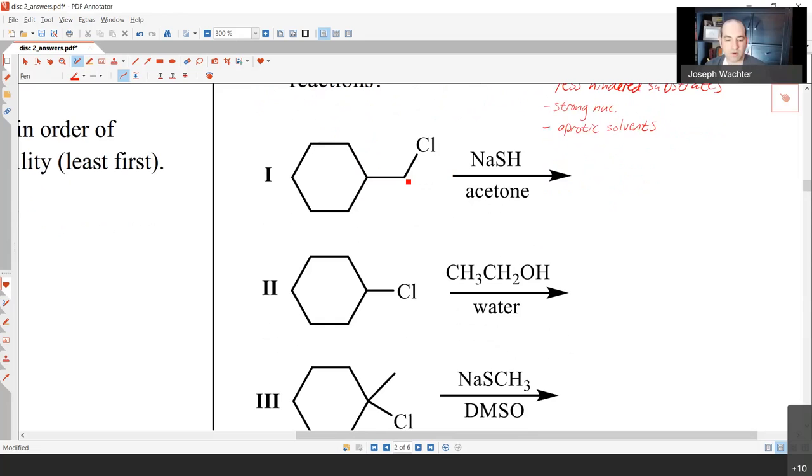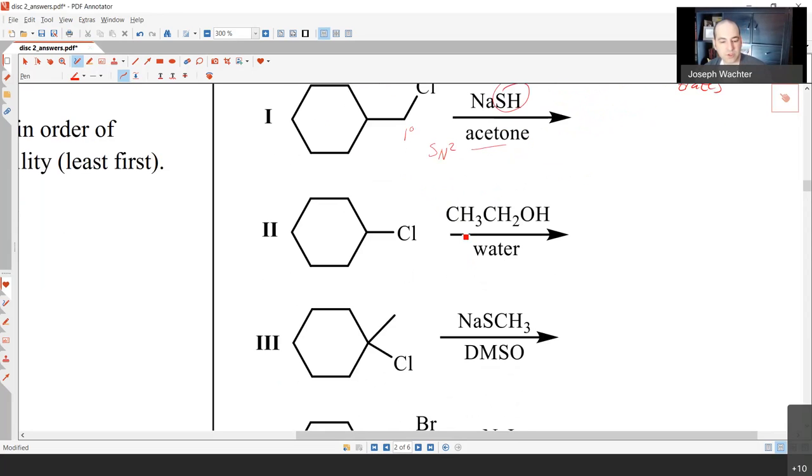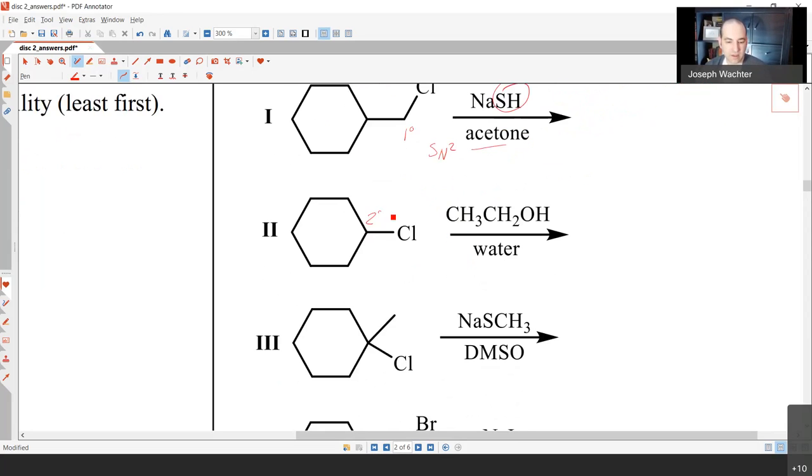So for number one, we have a primary substrate, a strong nucleophile, and an aprotic solvent. So that's certainly SN2. For number two, we've got a secondary substrate, so that can go either way. But we've got a weak nucleophile and a protic solvent, so that's almost certainly SN1. It's actually a terrible SN1 reaction also, because you'd have an ethanol nucleophile and water as a solvent, but water can also be a nucleophile, so that would just form a whole mess of products.